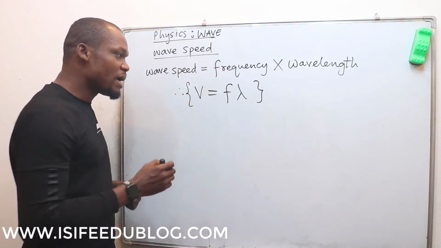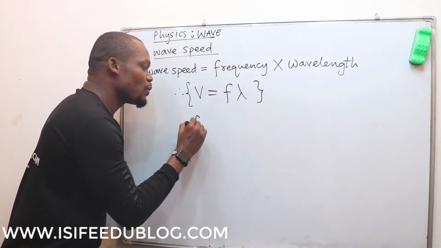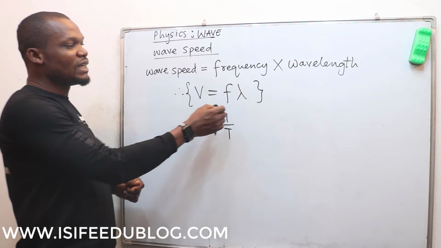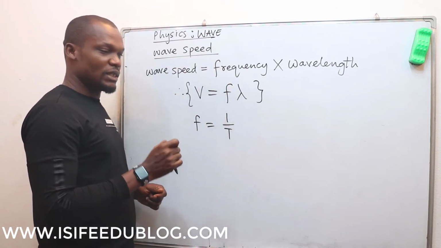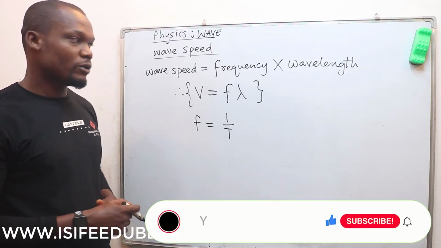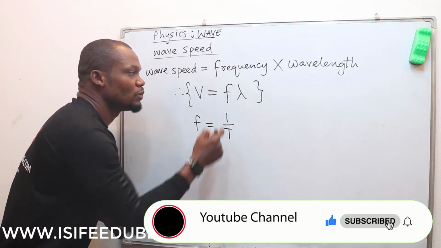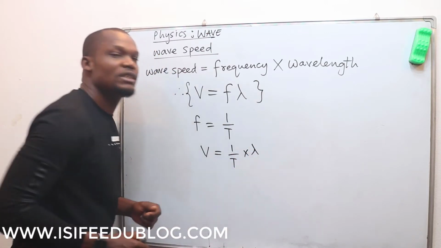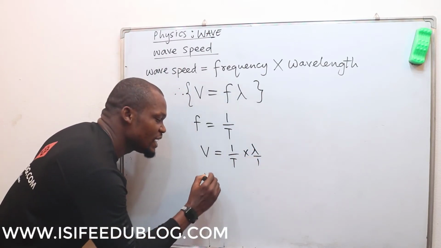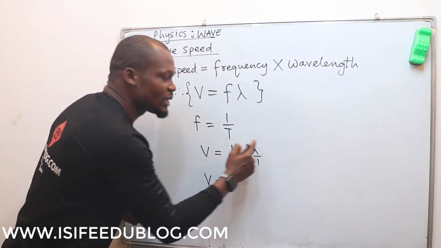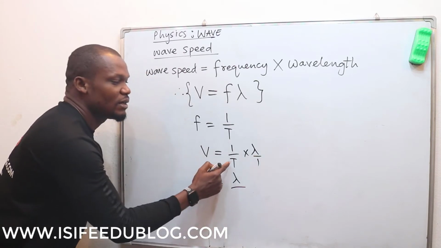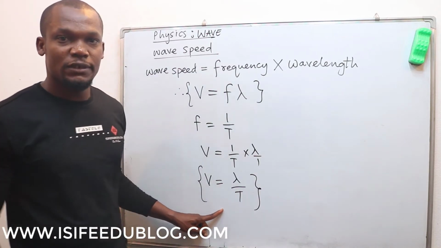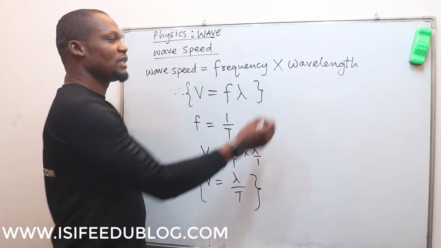Let's take for instance, remember that when we did frequency, we said that frequency is the inverse of period. That means that in this wave speed equation, we can remove frequency and replace it with 1 over period. And that will give us that V is equal to 1 over period, then multiplied by the wavelength all over 1. And here we get that the velocity of the wave is given as 1 times wavelength is wavelength over period times 1 is period. This is another formula for wave speed when the period and the wavelength of the wave are given.